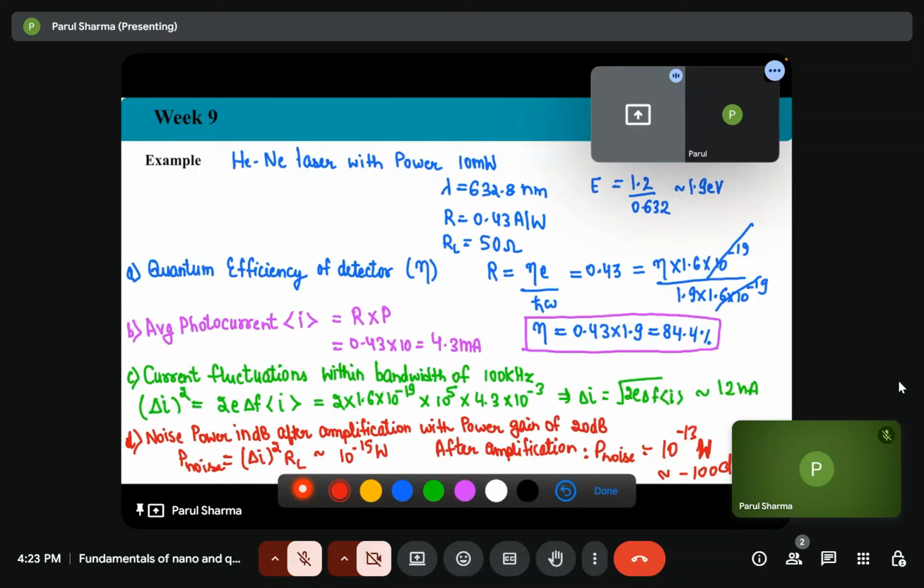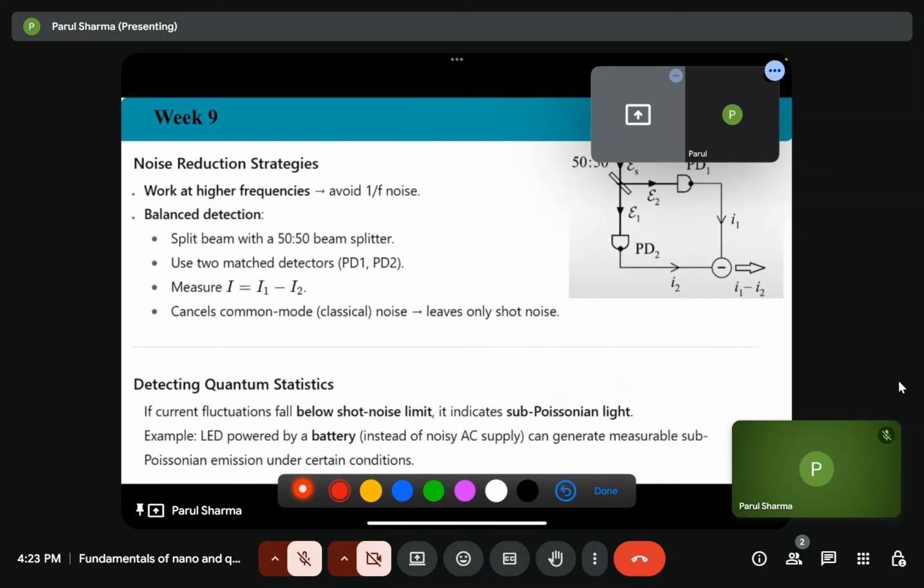So we saw that loss will always push the photon statistics towards the classical, that is Poissonian or super-Poissonian. And Poissonian detection can come from classical fields too, so it is not the proof of quantumness. Sub-Poissonian statistics or noise below shot noise is definitive evidence of quantum light.